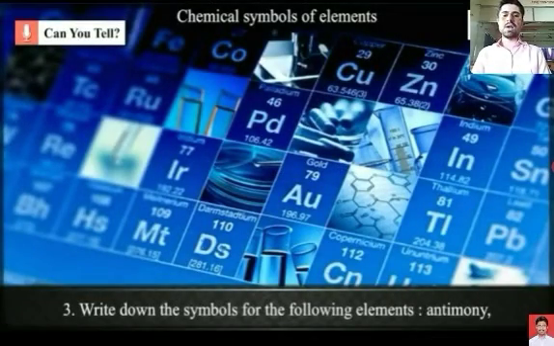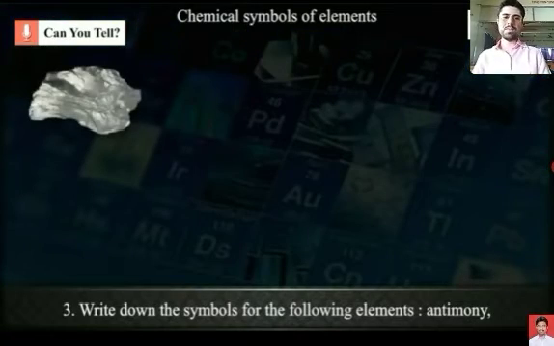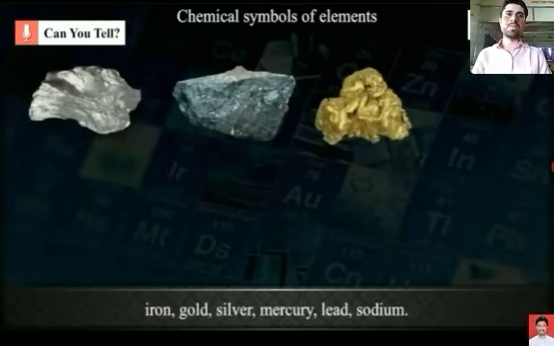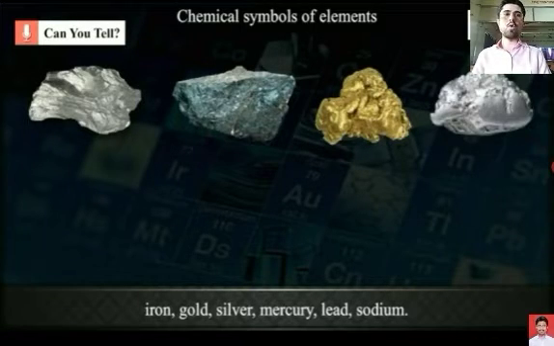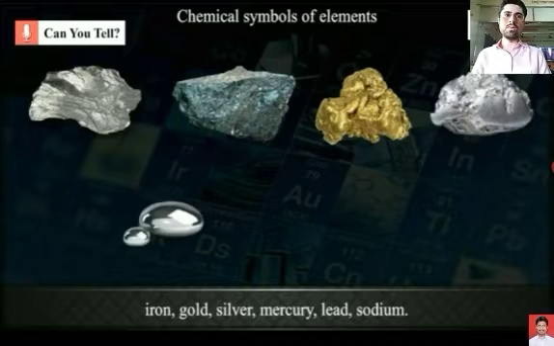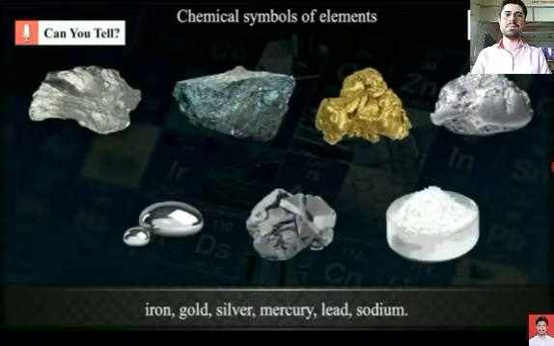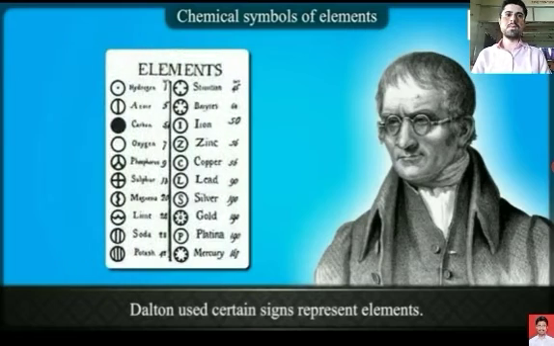Our third question is, write down the symbols for the following elements. The symbol of antimony is Sb. The symbol of iron is Fe. The symbol of gold is Au. The symbol of silver is Ag. The symbol of mercury is Hg. The symbol of lead is Pb. And the symbol of sodium is Na.